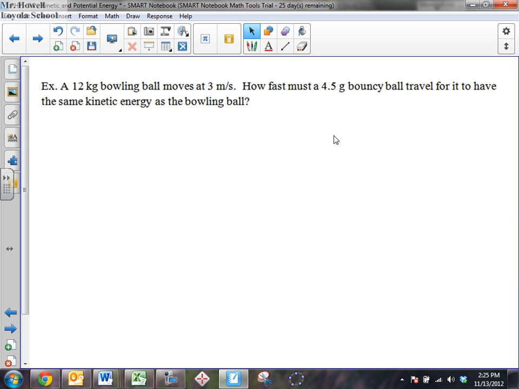At what velocity must the super ball travel so that it has the same kinetic energy as a bowling ball?